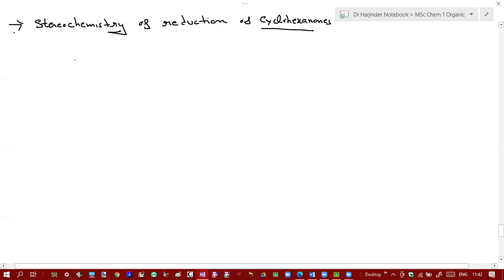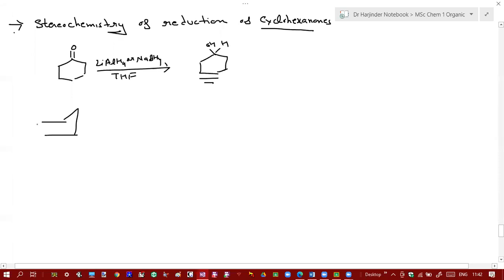Now suppose you have simple cyclohexanone, and if you do its reduction with lithium aluminum hydride or sodium borohydride in THF, what is the product? You are going to get alcohol. Now which alcohol? Two kinds of alcohols can be formed over here. Now this is your cyclohexanone. And what are those two kinds of alcohols?